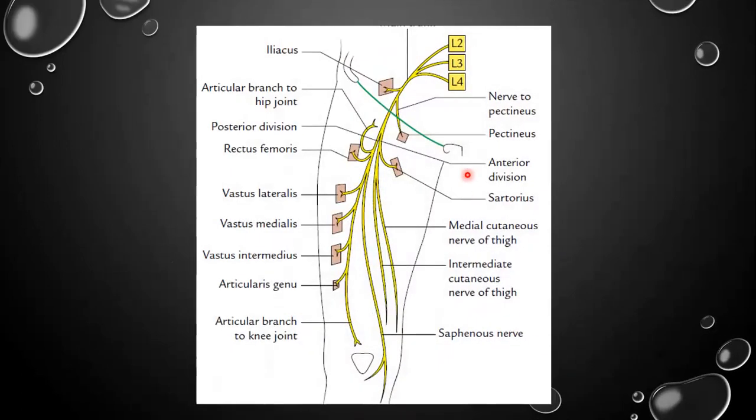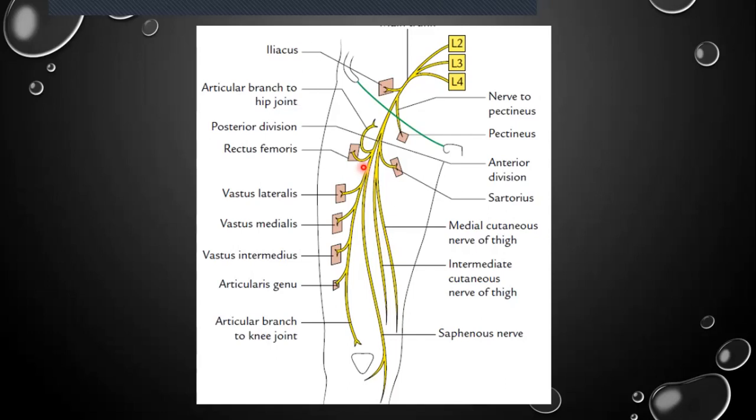Here you can see L2, L3, L4, these are the dorsal division of the anterior primary rami. This is the main trunk of the nerve. From the main trunk, it will supply iliacus muscle and pectineus. Then here it will divide into, I think this is the posterior division. This is the anterior division, which will give only one muscular branch to sartorius and two cutaneous nerves, the medial and the intermediate cutaneous nerves of the thigh.